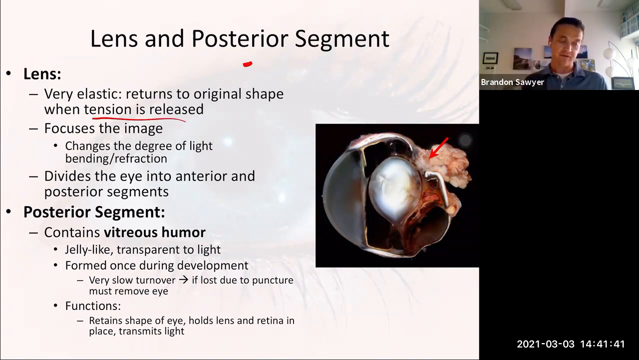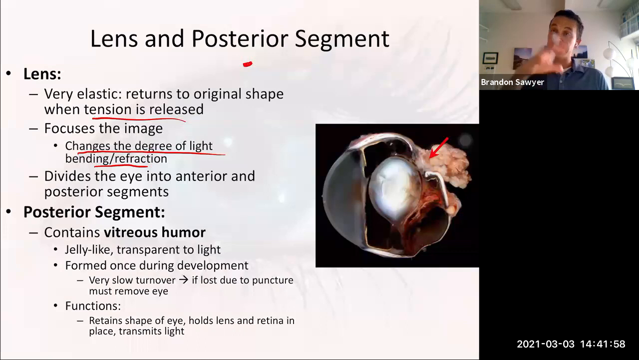Okay, so when we want to focus the image with the lens, we have to control how thick the lens gets. So that changes the degree of light bending, or refracting the light. Okay, the lens also serves as a dividing line between anterior and posterior segments.